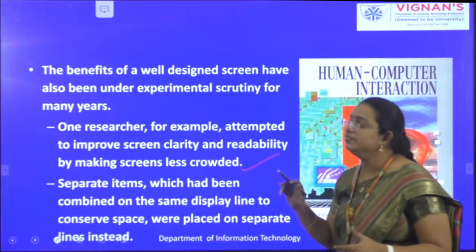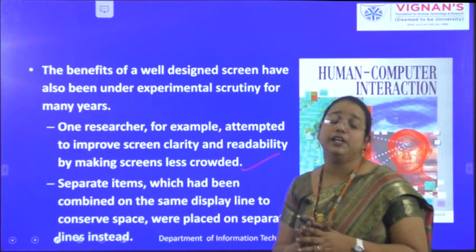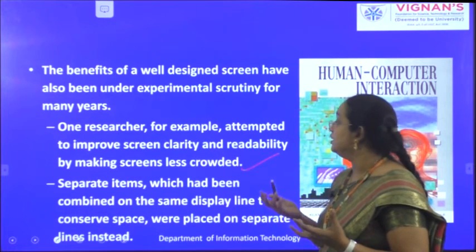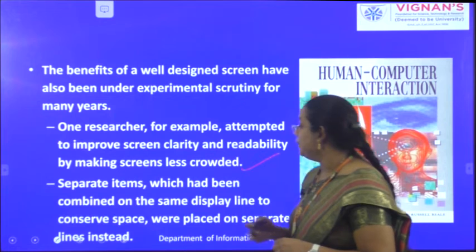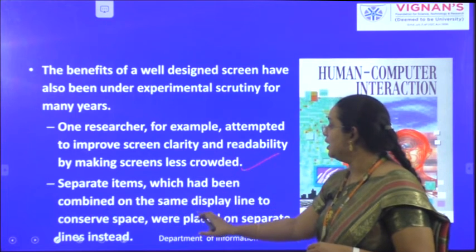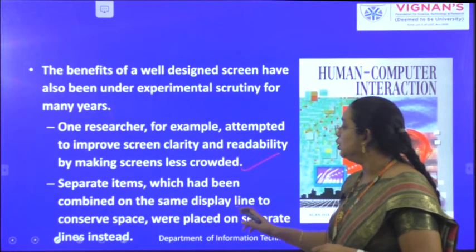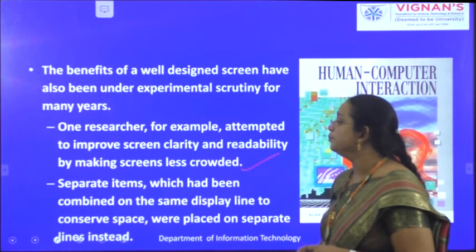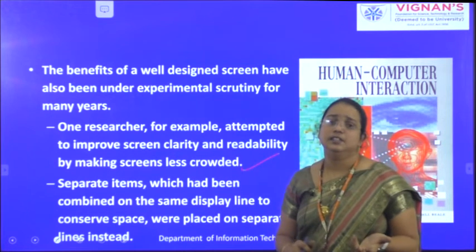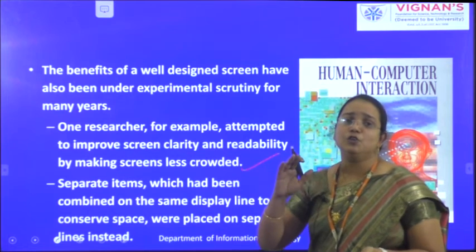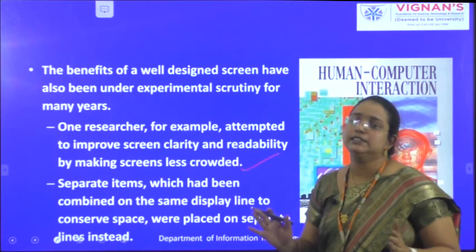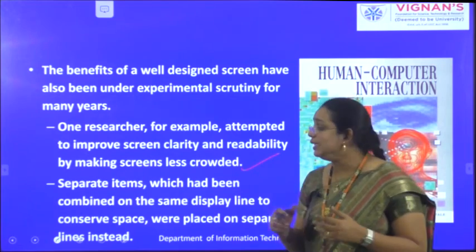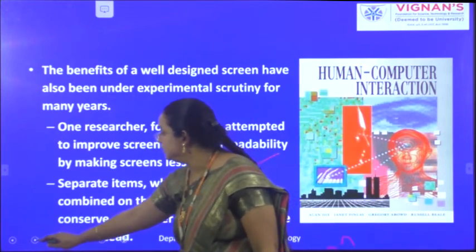If the data on the screen is very little, then it will be very usable. It is very clear and readable. Separate items which had been combined on the same display line to conserve space were placed on separate lines instead. You can separate the things. Unnecessarily, you are not going to place all the things in a single line. You can separate the things line by line. It will make things easier.